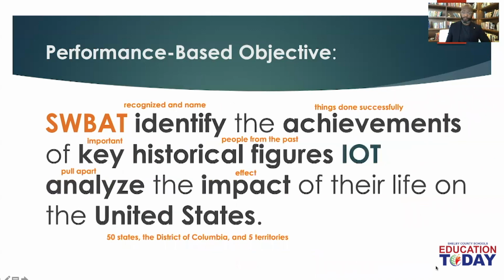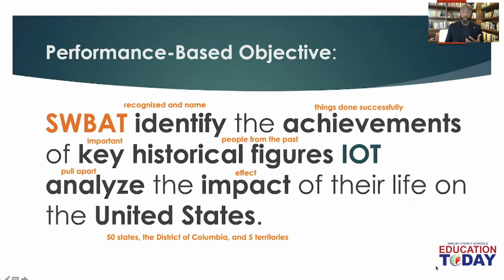If it's true for those two content areas, it's also true for social studies. If children are going to be identifying the achievements of key historical figures in order to analyze the impact of their life on the United States, then children have to understand that when you identify something, you're recognizing it and naming it. And achievements are things done successfully. Key historical figures are important folks from the past.